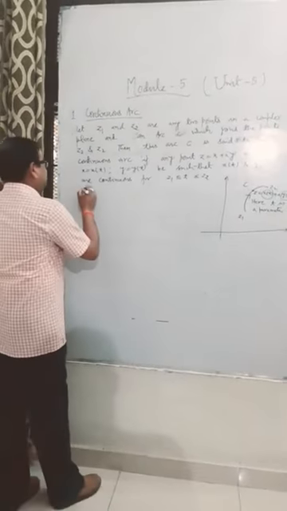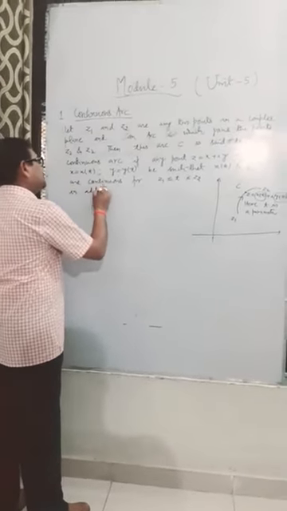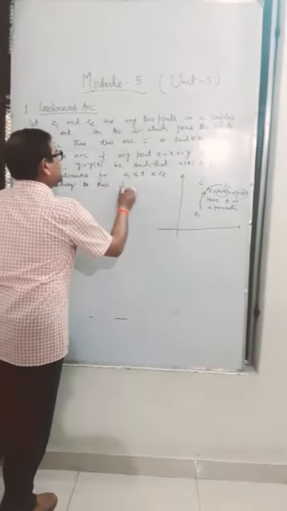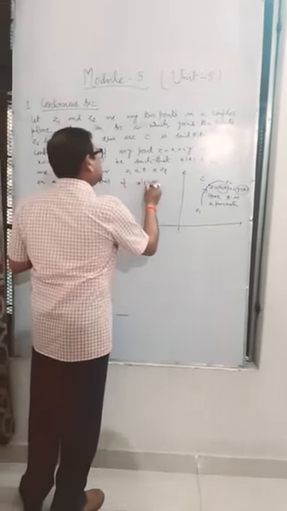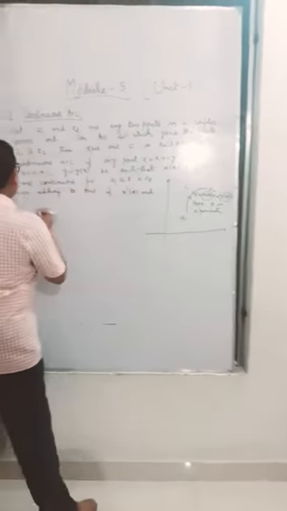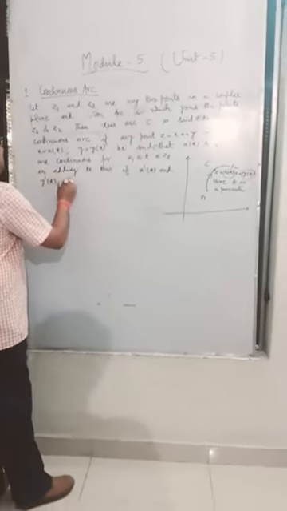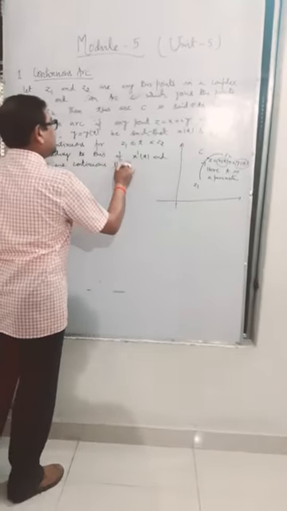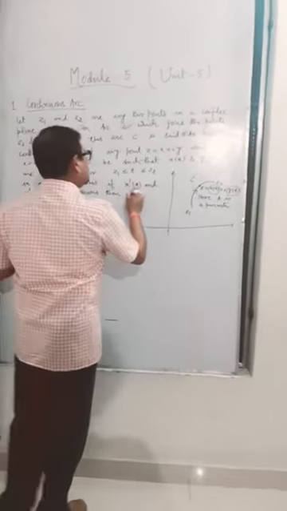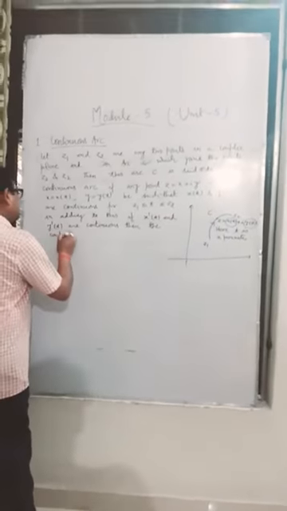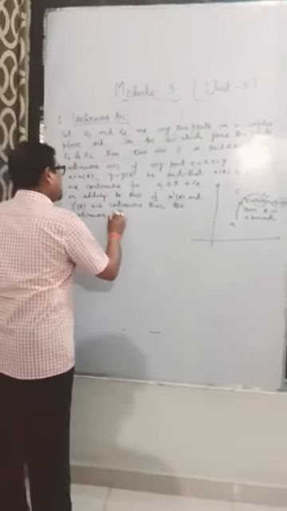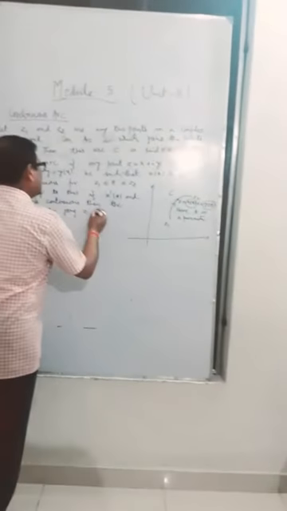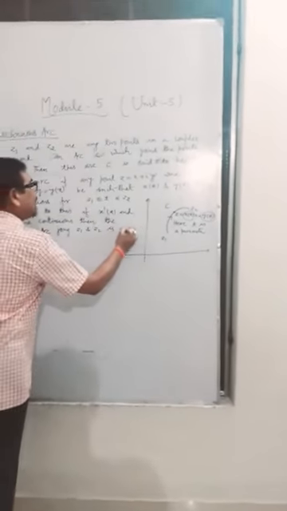If in addition to this, x dash t and y dash t are continuous, then the continuous arc joining z1 and z2 is called a regular arc.